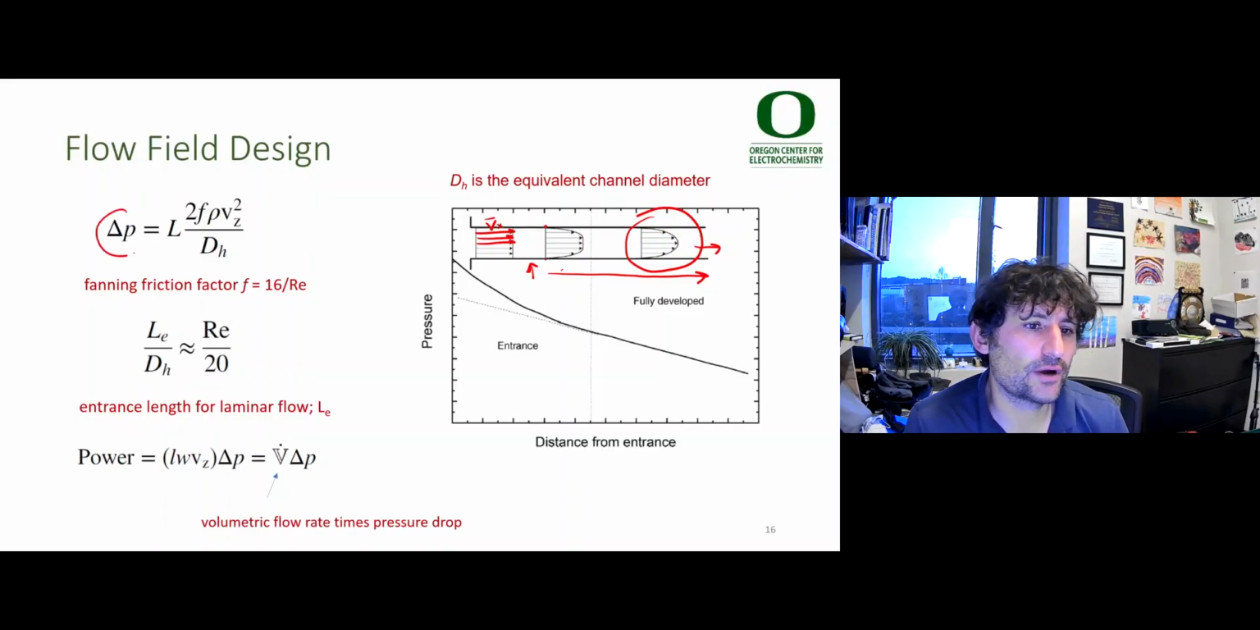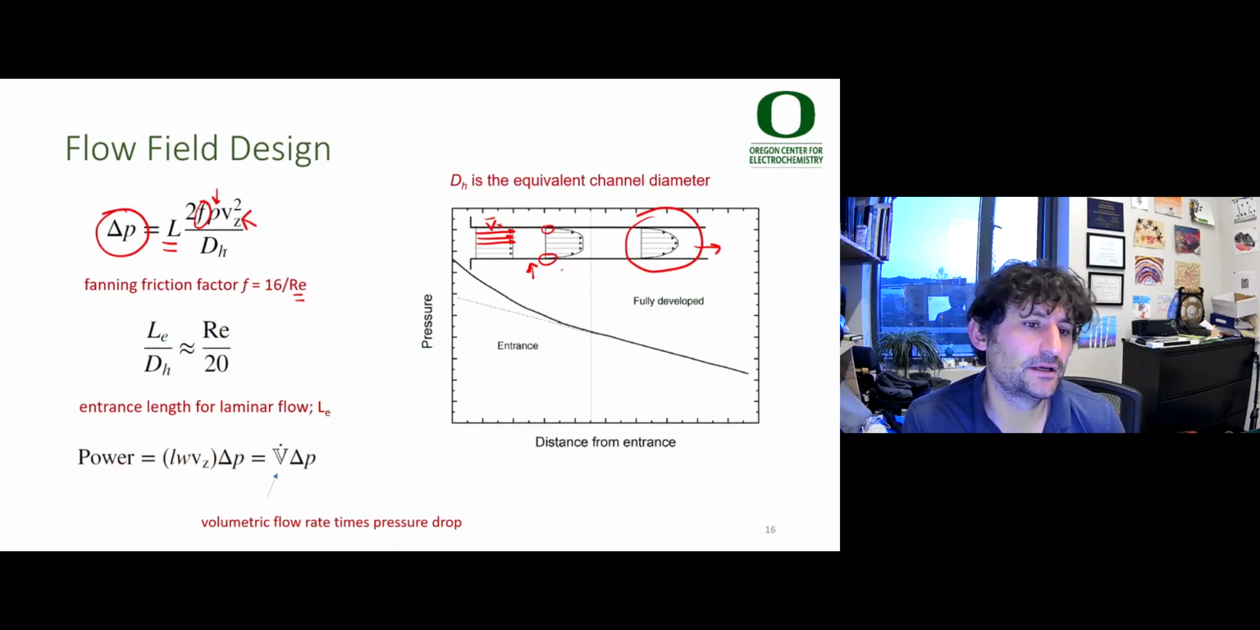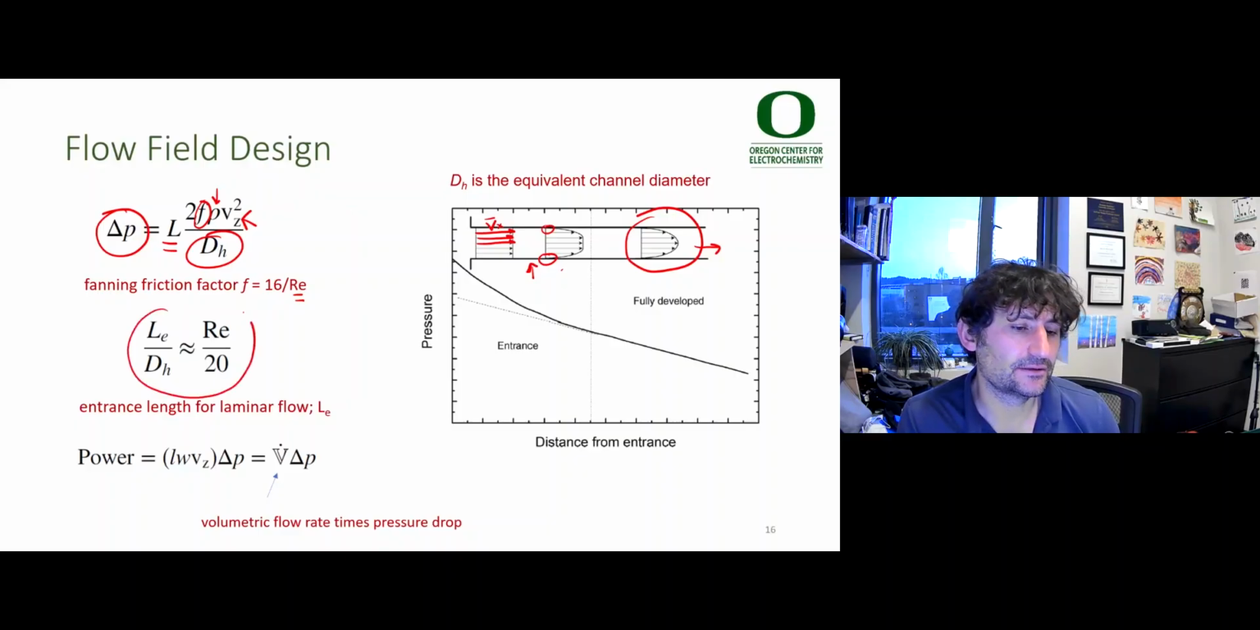We can calculate the pressure drop needed to drive that flow from the length of the channel times something called the Fanning friction. This is related to the Reynolds number. It's how substantially the walls interact with the flowing fluid. The density of the fluid, the velocity squared, divided by this characteristic dimension. And we can estimate the Reynolds number if we know the length of the cell and the dimension of the flow channel. The power then is just the pressure drop times the volumetric flow rate.